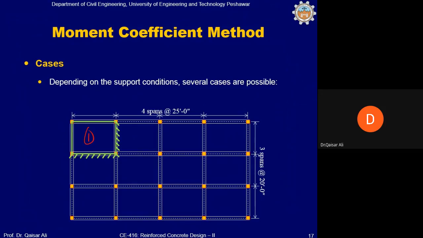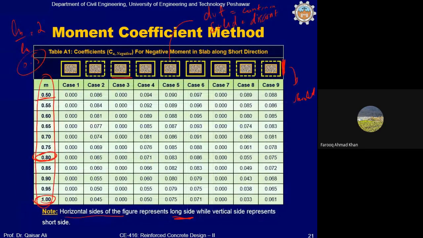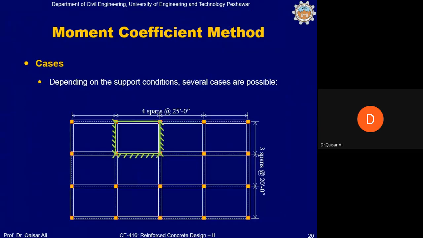Two sides are continuous and two sides are discontinuous. कौन सा केस है? Case 4, sir. Case 4 है, because you can see two ends are continuous and two ends are discontinuous. Okay. अच्छा, what about panel 2? Panel 2 corresponds to which case?